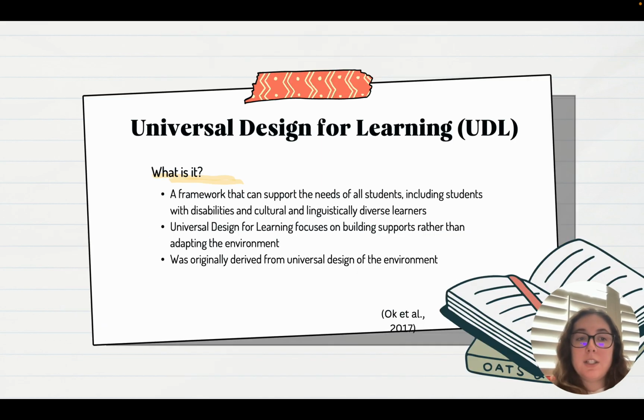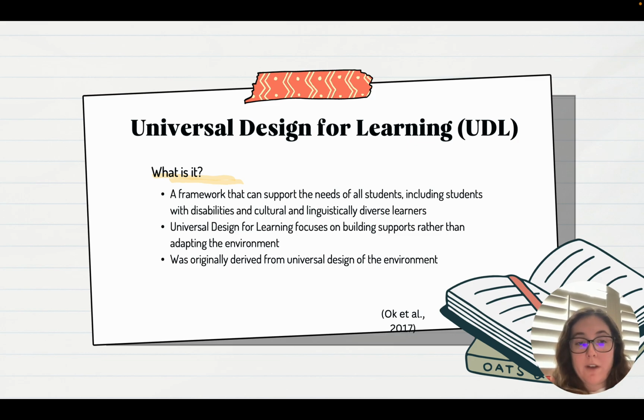All right. So, Universal Design for Learning, also known as UDL, is a framework that can support the needs of all students, including students with disabilities, as well as cultural and linguistically diverse students. So, it can be used with all types of learners, all types of students, different learning personalities, different learning types, and from a different array of backgrounds, which is why it's so important to use Universal Design for Learning.